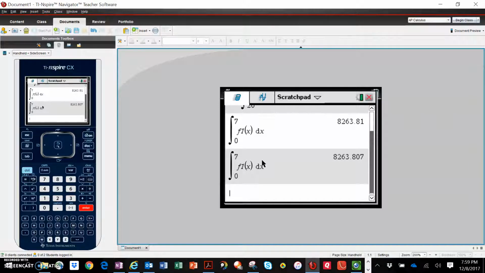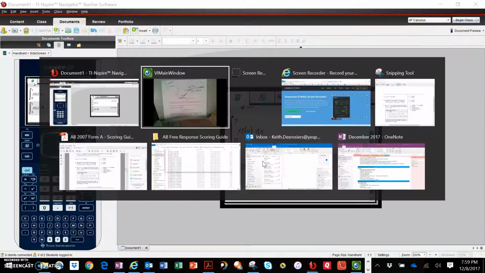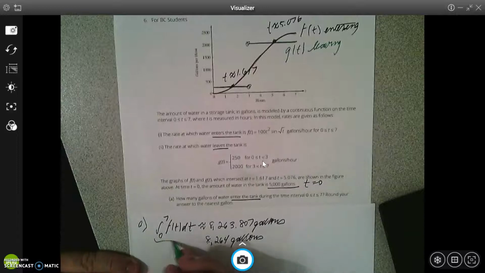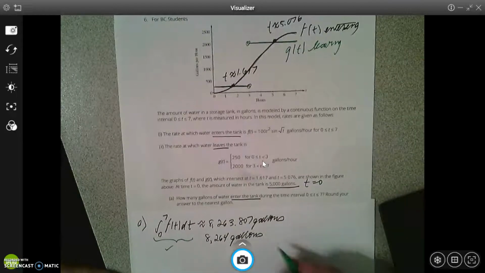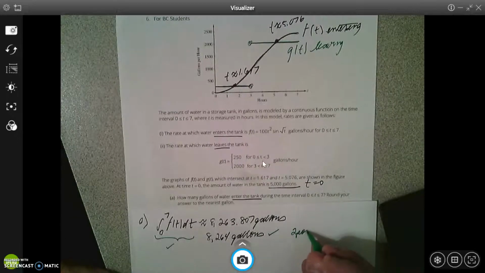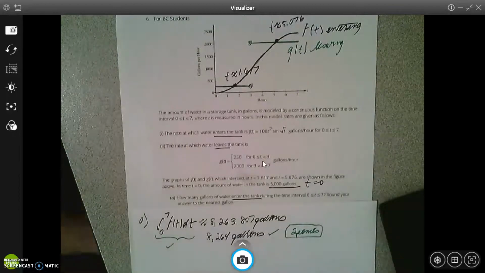8,263.807 gallons. Now, I want to be careful because if you go back and read the question, it says round your answer to the nearest gallon. Well, the nearest gallon for 8,263.807 is going to be 8,264 gallons. Let's go back to my notes. The way we awarded points: 1 point for the definite integral, 1 point for the 8,264 gallons. You had to round, and that got you 2 points. Not too bad. I would expect most students to earn these points.